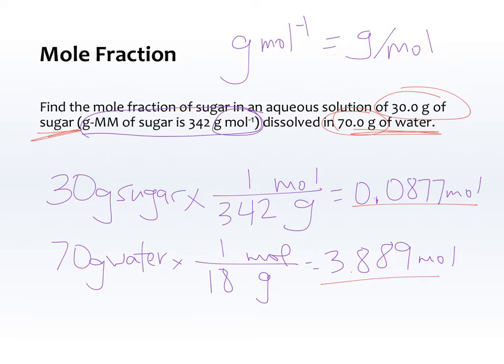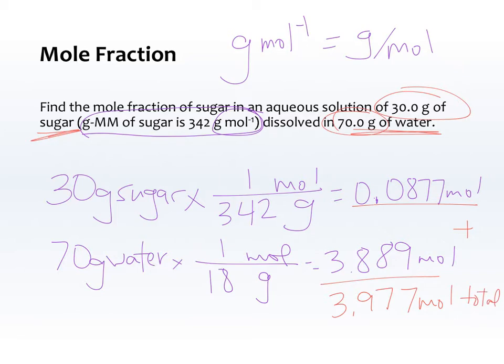So now I know how many moles of sugar I have and how many moles of water I have. To get my mole fraction, which is part over whole, I need the whole. So I'm going to add those two together: 3.889 plus 0.0877 is 3.977 moles total.